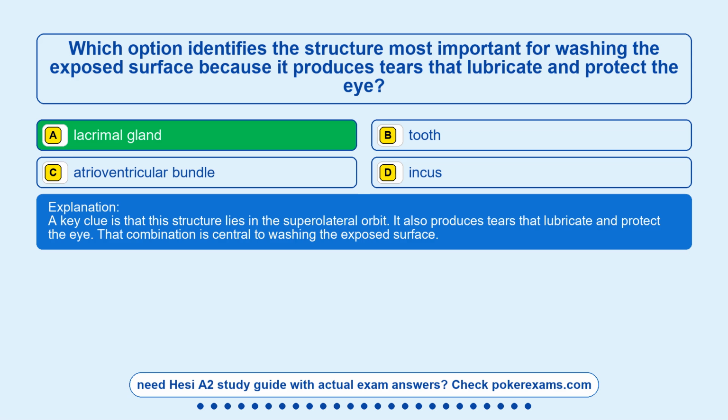A key clue is that this structure lies in the superolateral orbit. It also produces tears that lubricate and protect the eye. That combination is central to washing the exposed surface.